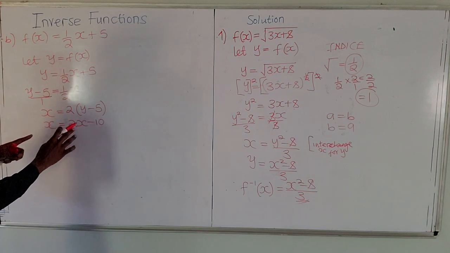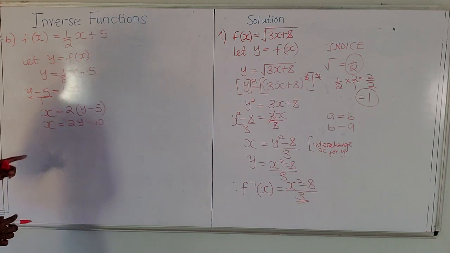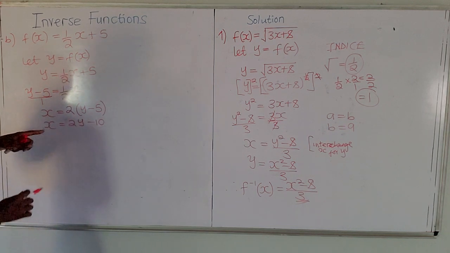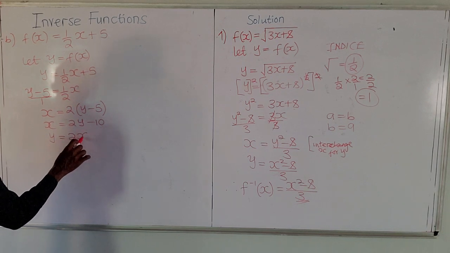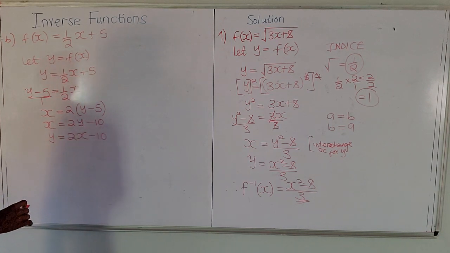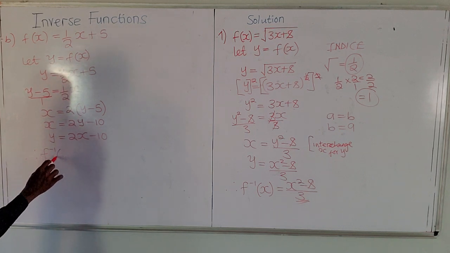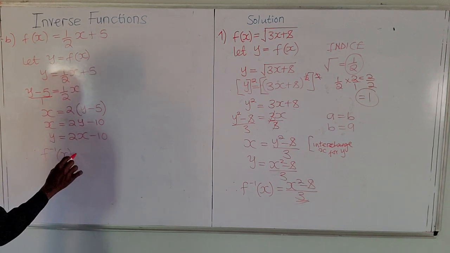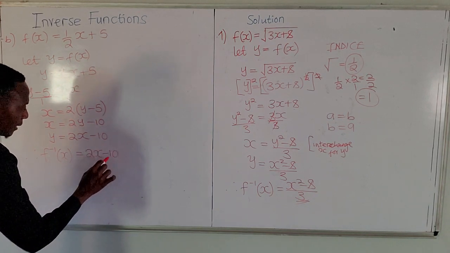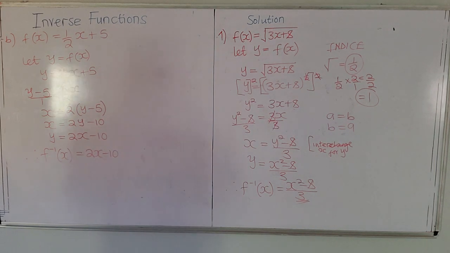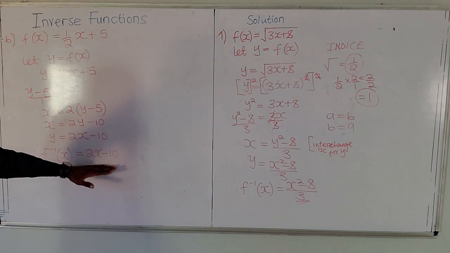So interchanging, where there is y we put x, and where there is x we put y. So this becomes 2x minus 10. Again, we have to remember that they are asking us to find the inverse of f. So this has to be written as now f inverse of x equals 2x minus 10. So you can see again here, we have found the opposite of this function.